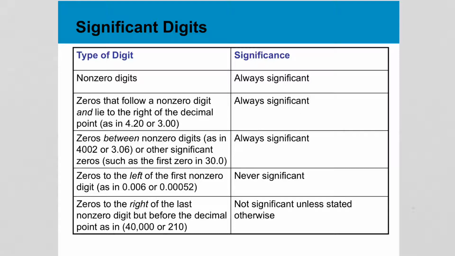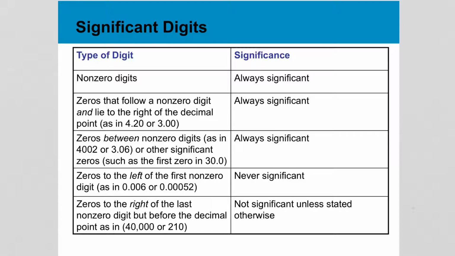So this number would have 4 significant digits. This one has 3 and this one has 3. And then back up on the second row, that number has 3 and that number has 3 significant digits.